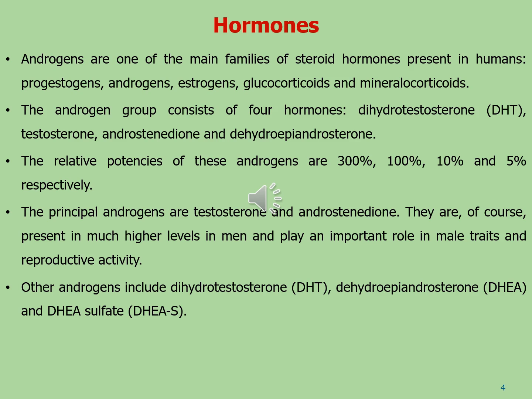The principal androgens are testosterone and androstenedione. They are of course present in much higher levels in men and play an important role in male traits and reproductive activity. Other androgens include dihydrotestosterone, abbreviated as DHT, dehydroepiandrosterone, abbreviated as DHEA, and dehydroepiandrosterone sulfate, abbreviated as DHEAS.